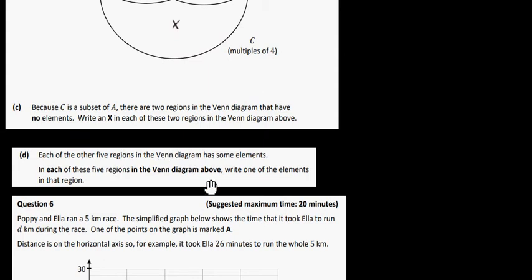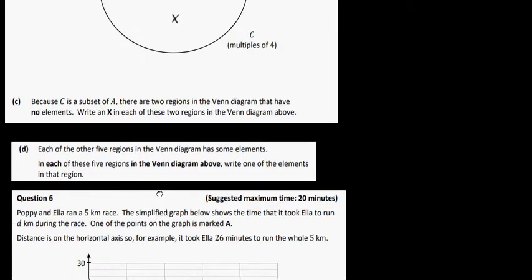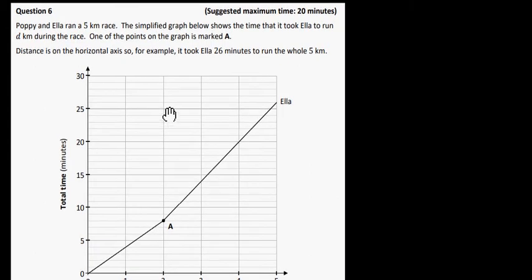Okay, that's this part, I think. Each of the other 5 regions in the Venn diagram has some elements. Yeah, write one of the elements in each region. We've just done that. Okay, so that's that question finished actually. Let's have a look at question 6.